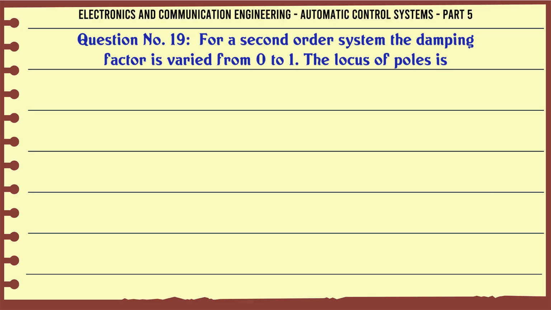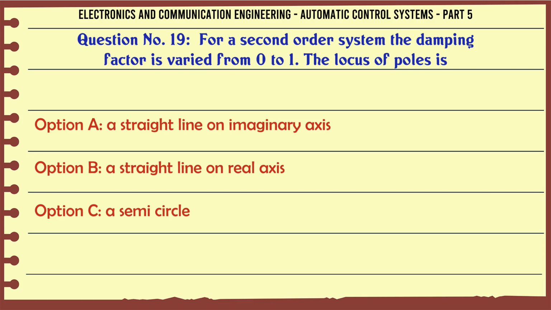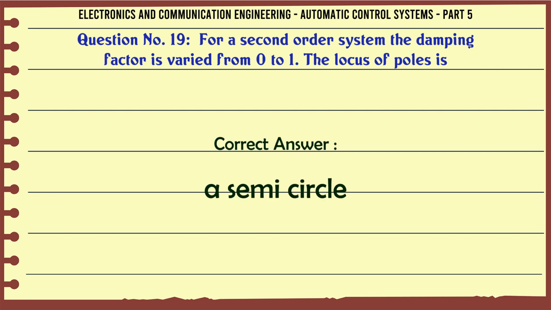For a second-order system, the damping factor is varied from 0 to 1. The locus of poles is A. A straight line on imaginary axis, B. A straight line on real axis, C. A semicircle, D. A circle. The correct answer is a semicircle.